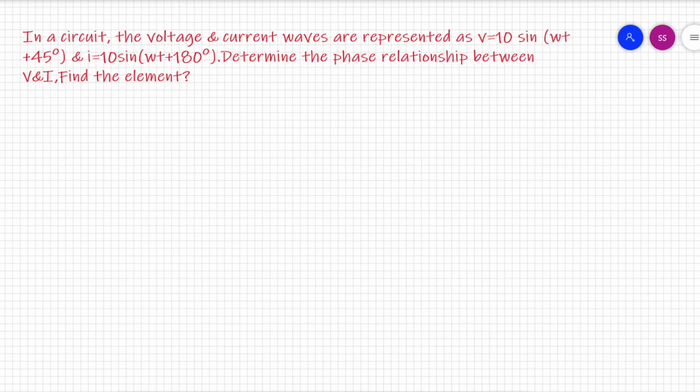Hello students, let us do some more problems on AC circuit analysis. Okay, here we have the problem. In a circuit, the voltage and current waves are represented as voltage V equal to 10 sin omega t plus 45 degrees.